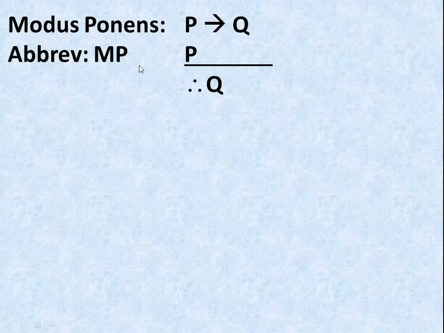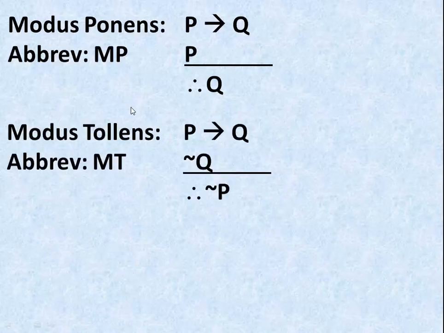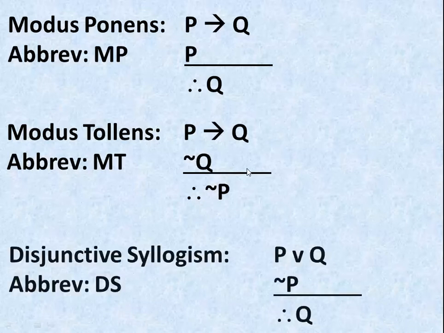We had our modus ponens, where you had if this, then that; this, therefore that. So that was our first one, modus ponens. We also had modus tollens, which is if this, then that; well, not that, therefore not this. And then the last one we did was disjunctive syllogism, which was this or that; not this, therefore that.